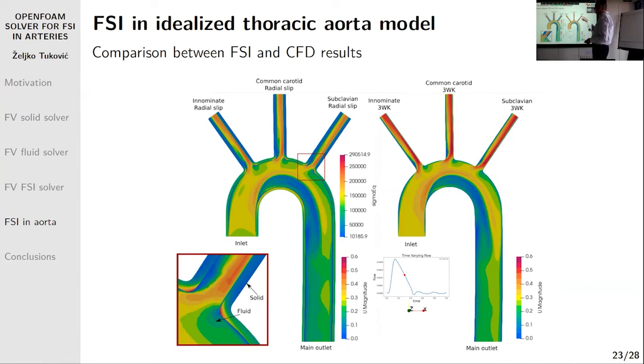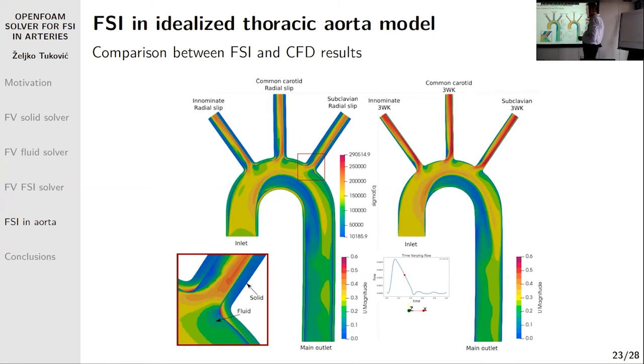I would like to say something about the boundary conditions. At the inlet of the fluid side, we specify the flow rate according to the heart cycle. At the outlets, we have 4 outlets. We use a 3-element Windkessel model, and these Windkessel models are calibrated so that we get an adequate distribution of flow rates, as is expected.